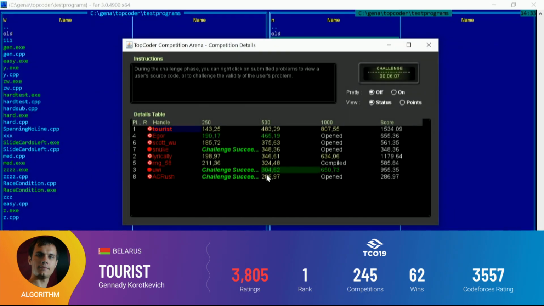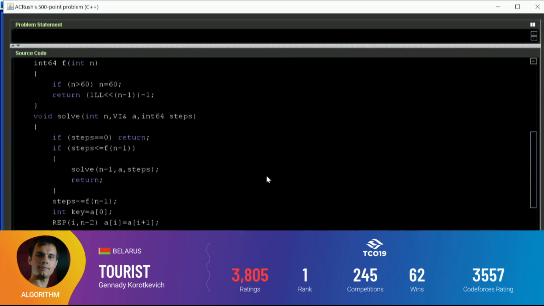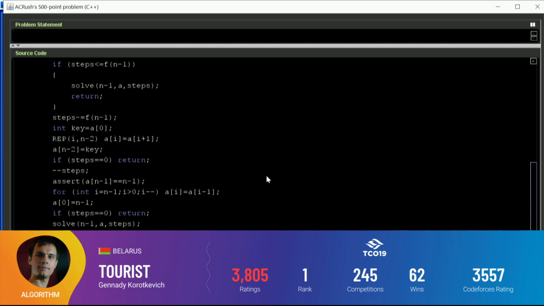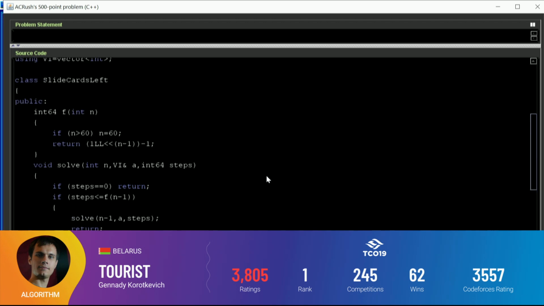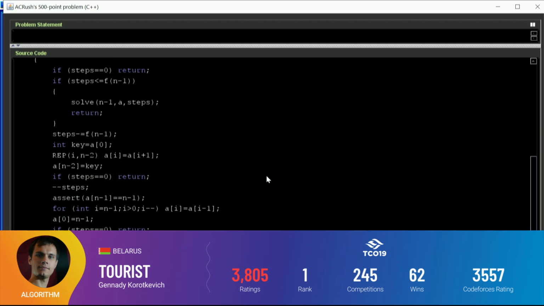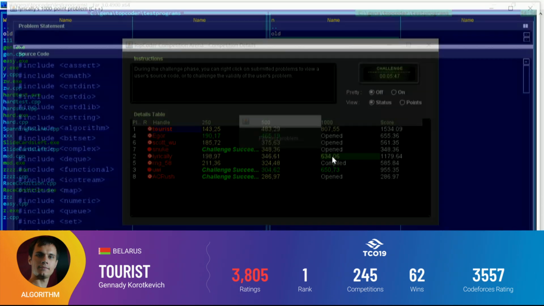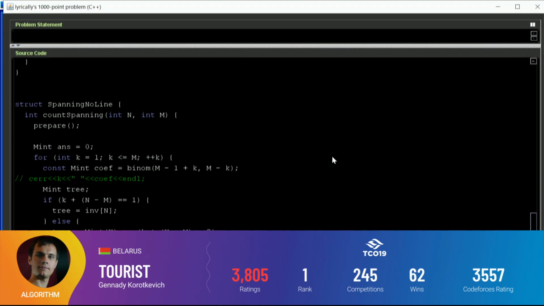But it's all about that competitive spirit. Looks like Tourist is looking at the 500s now. No holds barred. We see some statistics: 62 wins out of 245, around 25% accuracy. Not so bad. Yeah, that's pretty high. It looks like he went through the 500s and didn't find anything. Oh, now the 1,000.